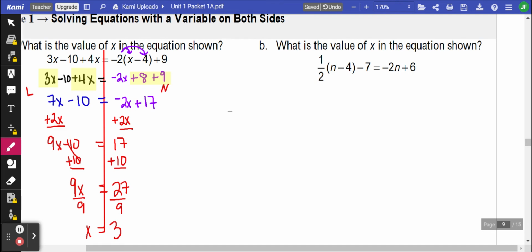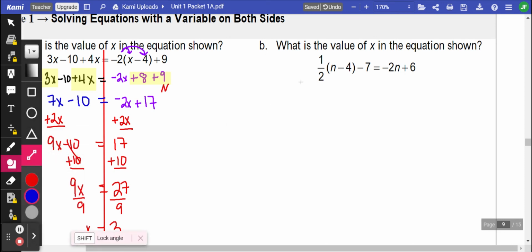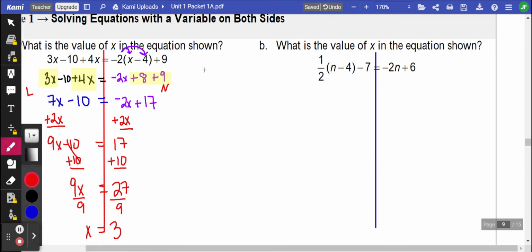The next one, we're going to do the same thing. We're going to draw our line through the equal sign. And then I'm actually going to show you a little bit different strategy because there's a fraction in there. And I know a lot of you don't like fractions. So what we could do is multiply everything by the denominator of the fraction, which is 2, and it'll get rid of our fraction for us.